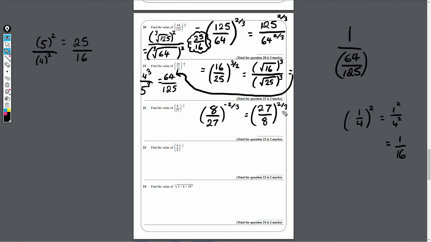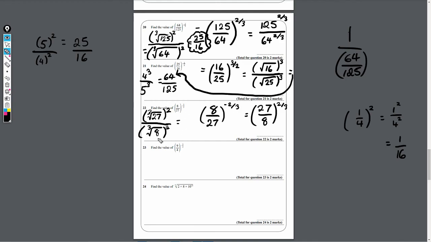Here now, we look at the bottom number. That's what root we take. So we're going to take the cube root of 27, and then we square it. Do the same to the bottom number. Take the cube root of 8, and then we square it. And now, just to get your answer, all you've got to do is this.